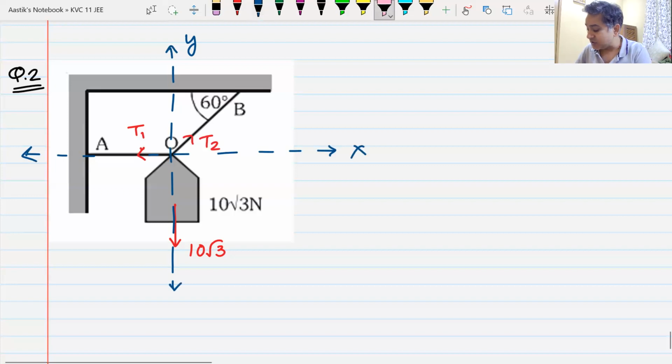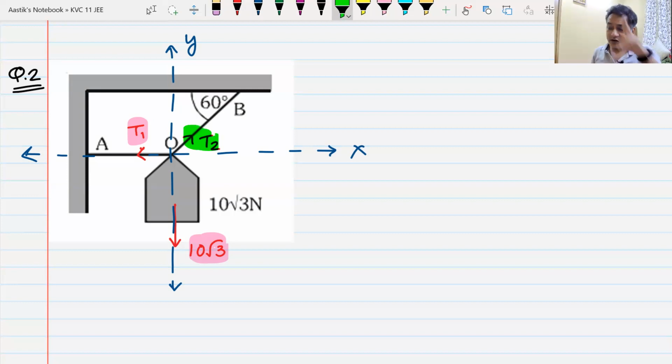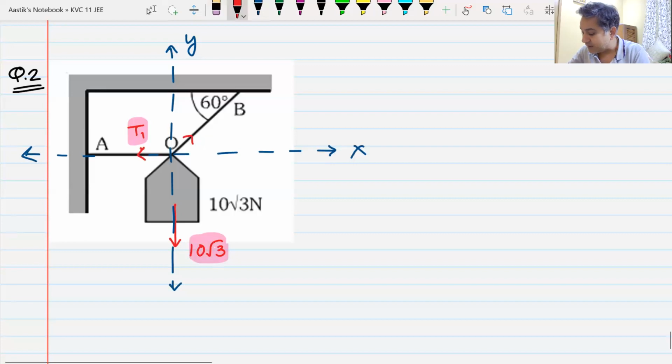Now, what do I see here, bacha, is this 10 root 3 and T1 are okay. They are lying along the y-axis and x-axis, but this T2, this green one, is not lying along x and y. So what I need to do with this T2, I need to resolve this T2 along y and x axis. So how will I do this? Anyone? How will I resolve this T2 along y and x?